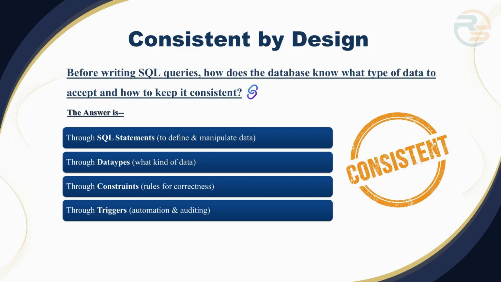Before writing SQL queries, an important question arises. How does a database know what type of data to accept? And how does it keep data consistent? And the answer is database rules and structure. SQL ensures that data is consistent by design. It works on a structured principle that controls storage, validation, and processing of data.